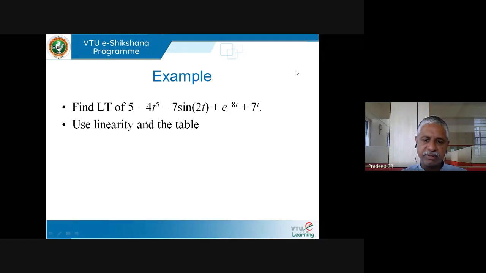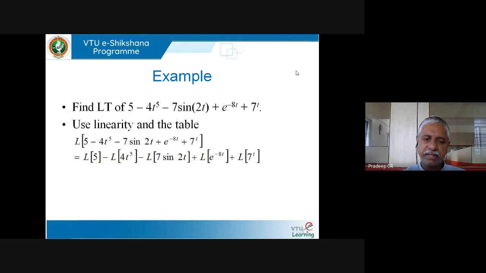So Laplace of this given function is essentially Laplace of each term added or subtracted accordingly, whether you are adding this term here, you are subtracting this term here, you are adding this term. So accordingly, you write Laplace of each term. Laplace of 5, minus Laplace of 4 t power 5, minus Laplace of 7 sine 2 t, etc. How do I evaluate this? I pull out constants. This first part is true because L of f(t) plus g(t) is L of f(t) plus L of g(t). That's what I have used here.